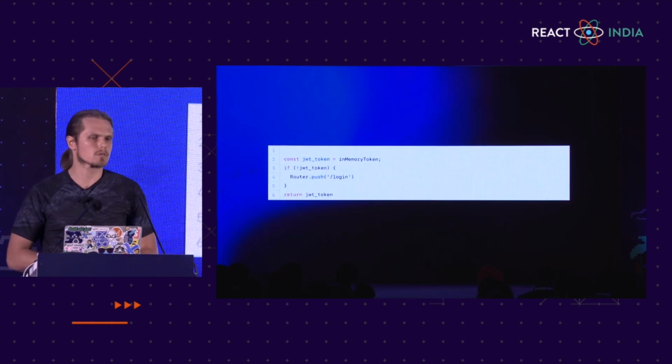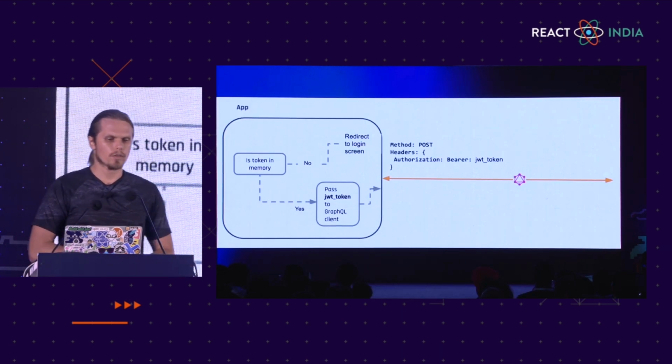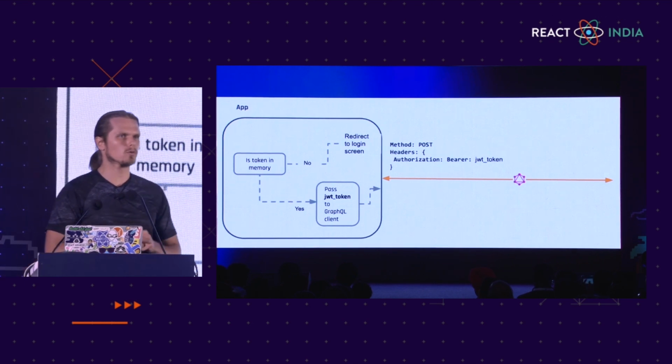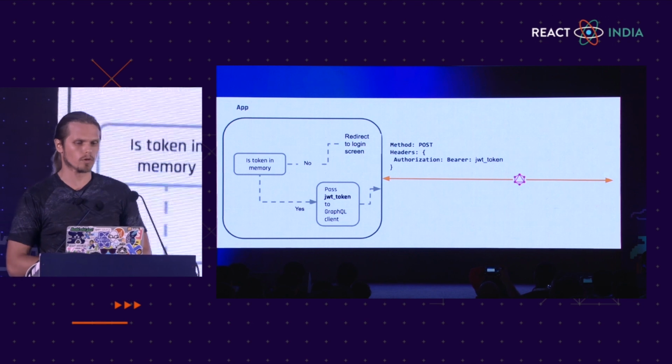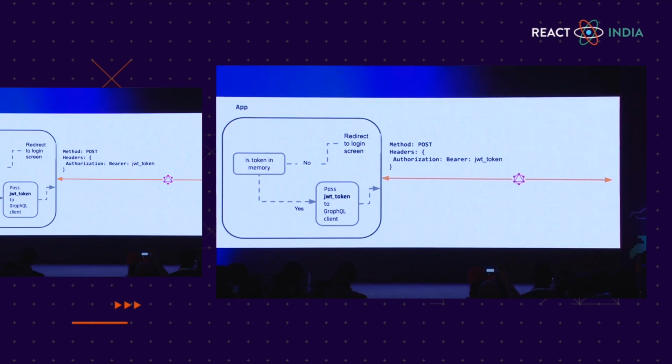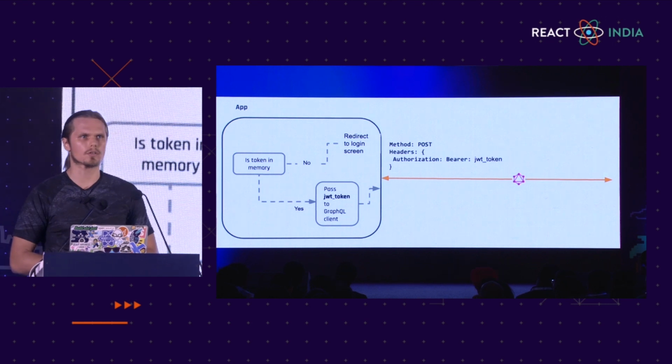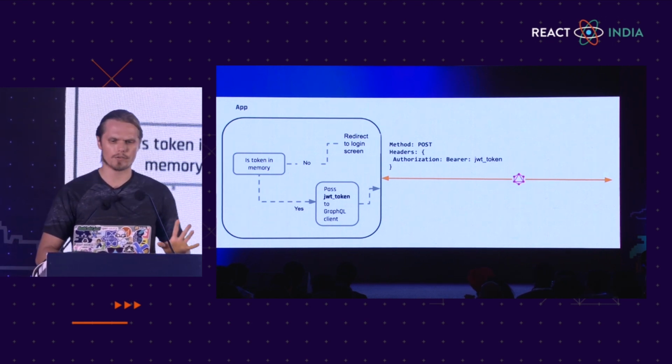Now, what happens if there is no token? You redirect to login. So as simple as that. Now, what happens in the app itself when you do post requests to your GraphQL endpoint? You check if this token is in memory. And if it's not, well, we're already seeing that, you redirect to login screen. If it's there, you simply pass it in header. So far, everything is good, right?